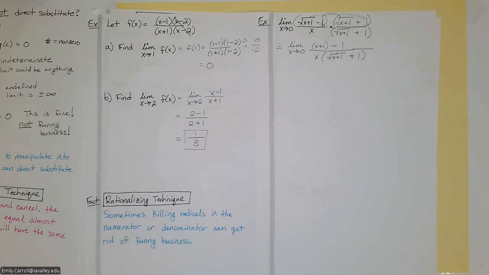To help keep your notes organized, and to help me follow your work and give you the most partial credit possible, it's a good idea to do one step per line. So I multiplied by 1 up here, and then the only thing I did to get from here to here is I FOILed. I left everything else alone. I rewrote it. I carried it with me.